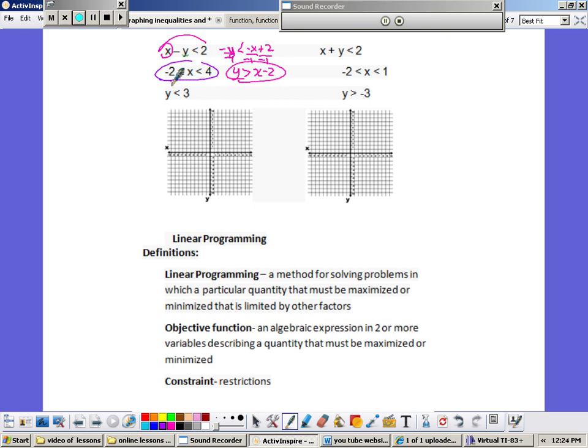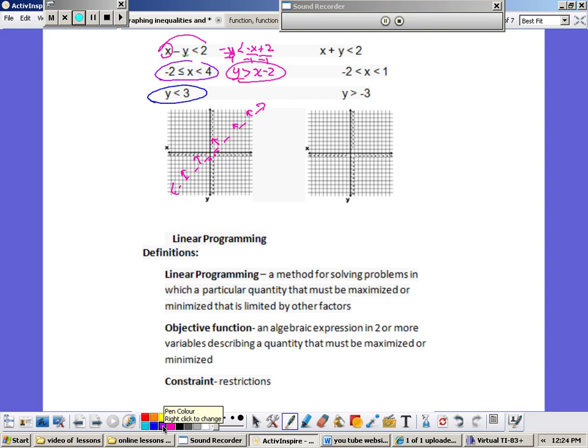This one is all ready to go. This one's all ready to go. So I'm ready to graph. Starting with my pink line. Down 2, up 1 over 1. Dotted. Y is greater than, so I color up. My purple ones are 2 vertical lines.